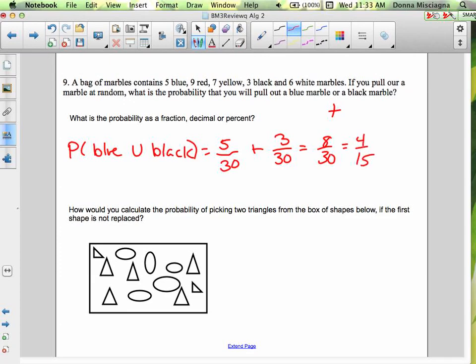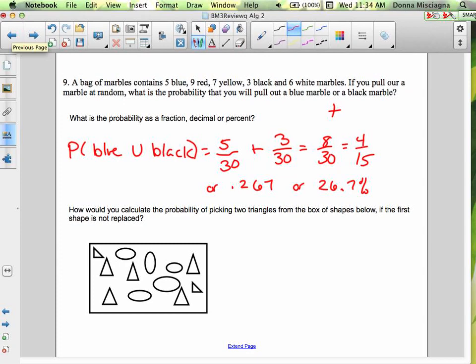Now, there was a question that asked you to find it as a decimal and a percent. So if you want to find that as a decimal, just divide 4 by 15, and that would be 0.2667. I think they only had 2 decimal places, so 0.267. I'll just put 3. As a percent, that would be 26.7%. Just multiply by 100 and put a percent symbol. All right, that one's done.